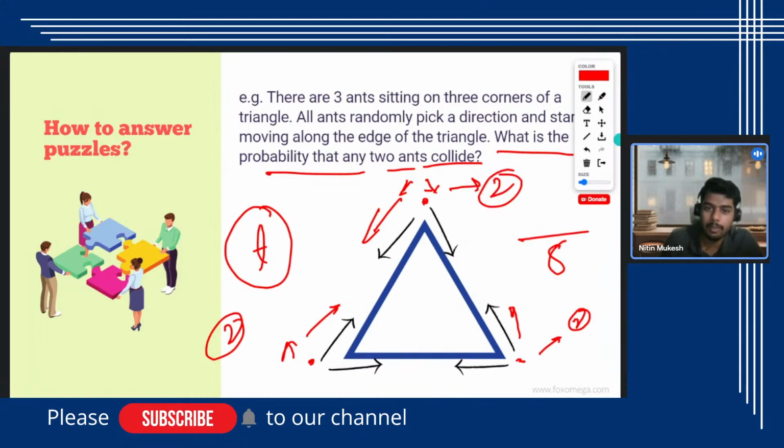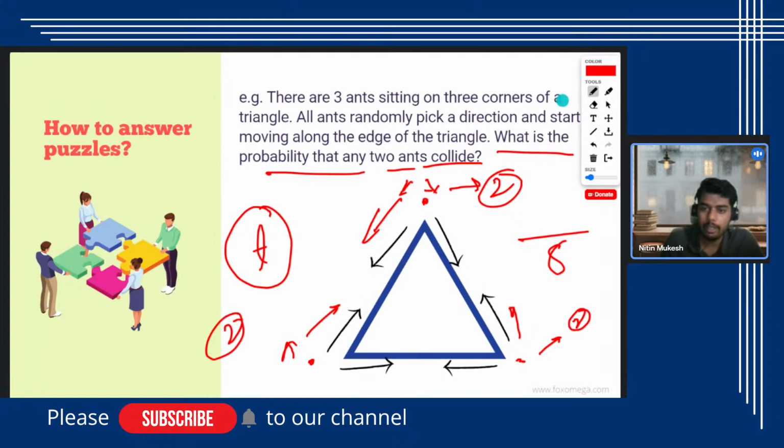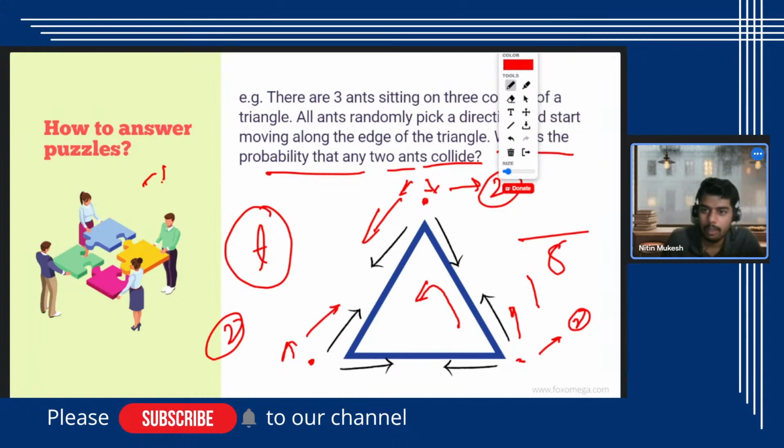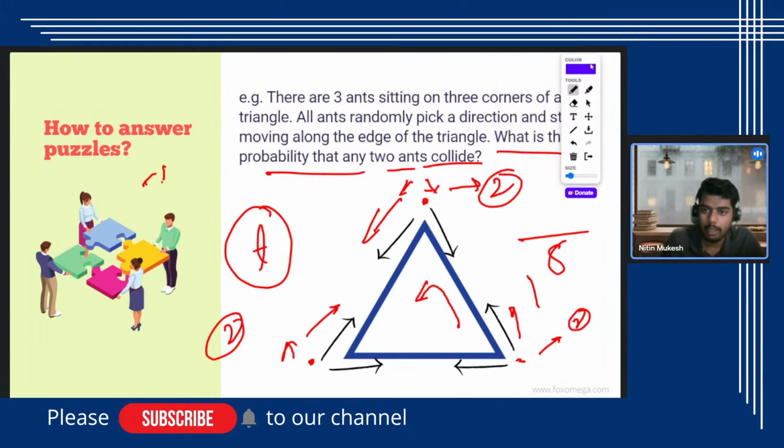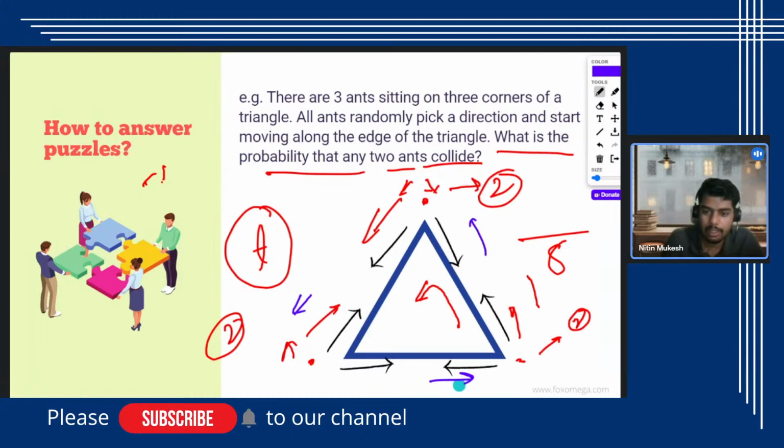I have asked what is the probability that two ants collide. So let me think about the question. Let's say the ants won't collide. That means if the ants start traveling in the same direction, they won't collide. So let's say all ants start traveling in the same clockwise direction. This ant started going this side, this ant started going this side, and this ant started going this side. In this case, they are not going to collide.